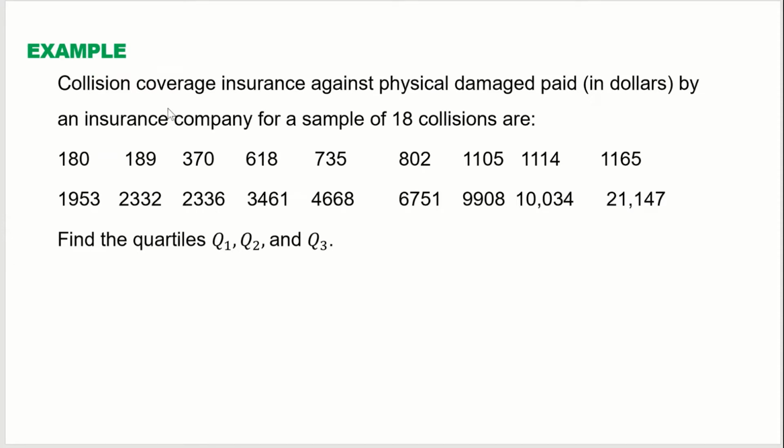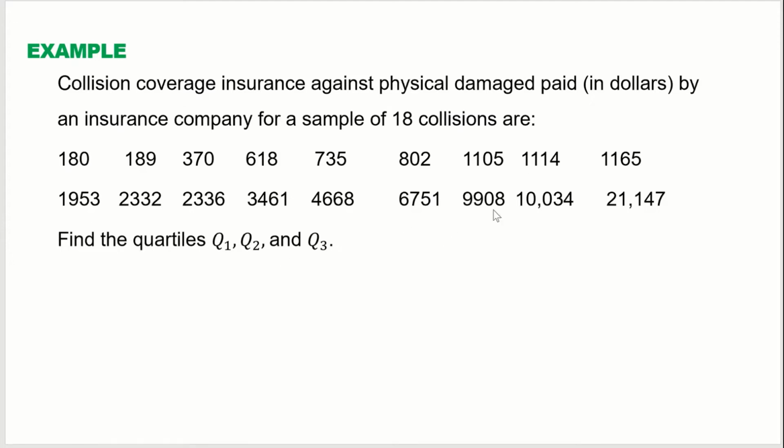Okay, here is the example. Collision coverage insurance against physical damage paid in dollars by an insurance company for a sample of 18 collisions is given here. These are the amounts paid in dollars. We have to find the quartiles Q1, Q2, and Q3. Here we have 18 observations.